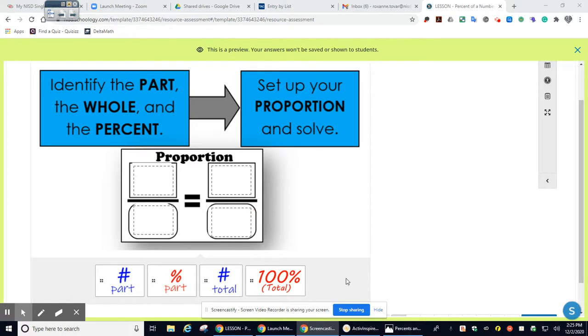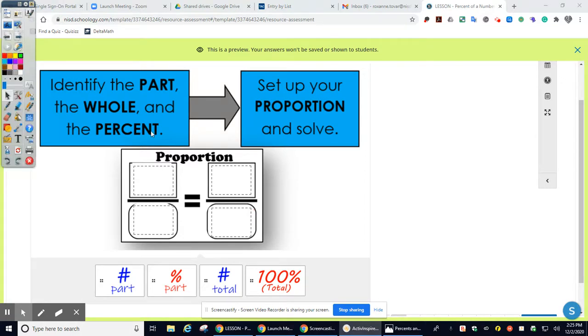Right, so today we're going to be finding percent of a number. To find a percent of a number, we're still going to set up a proportion. We need to identify the part, the whole, and the percent.